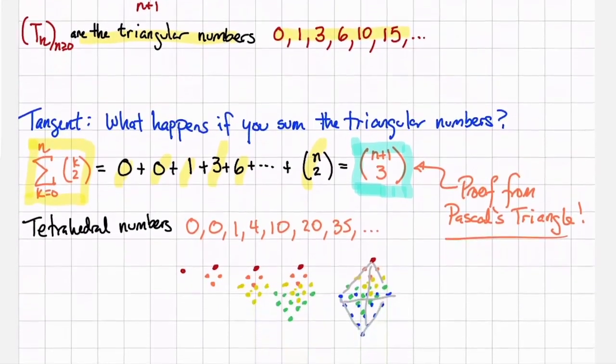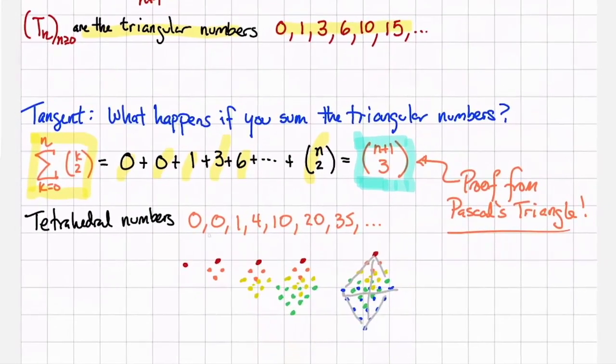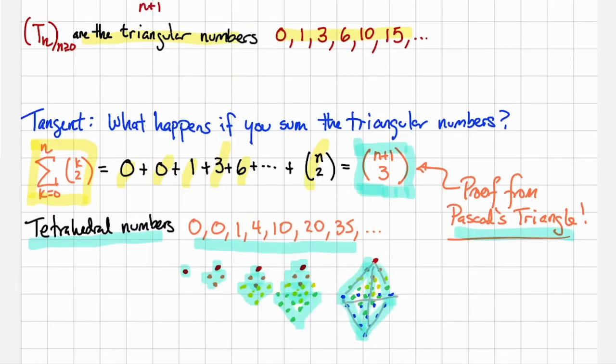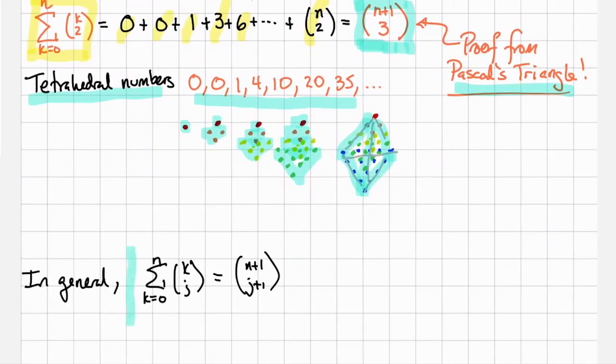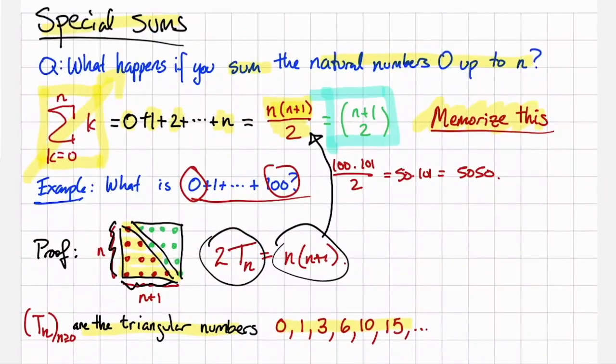Those numbers start 0, 0, 1, 4, 10, 20, 35, and they're often called the tetrahedral numbers because you're building them by adding triangular numbers together. When you layer them in 3 dimensions, you end up creating a tetrahedron. The proof of this fact comes directly from Pascal's triangle, and it's part of a family of a similar type of identities. Now let's go on to a couple more sums that you should know.